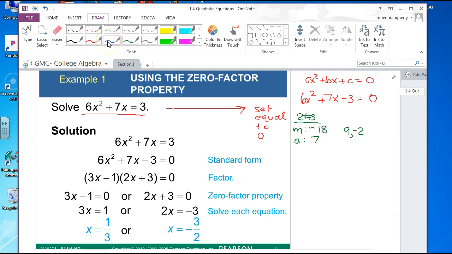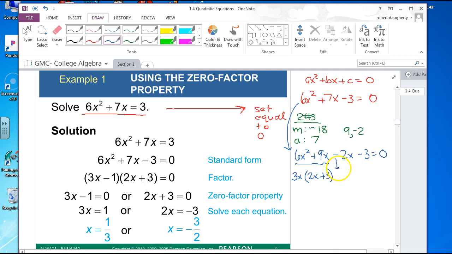So I need to rewrite this equation as 6x squared plus 9x minus 2x minus 3 equals 0. Now I can factor this by grouping. So look at the first two terms. What do they have in common? It looks like they have in common a 3x. What do I multiply 3x by to get 6x squared? That is 2x. What do I multiply 3x by to get 9x? That is plus 3. Okay, so I factored the first two terms.